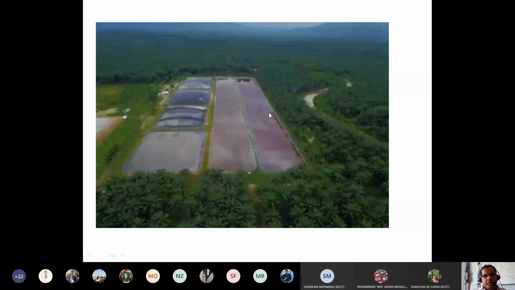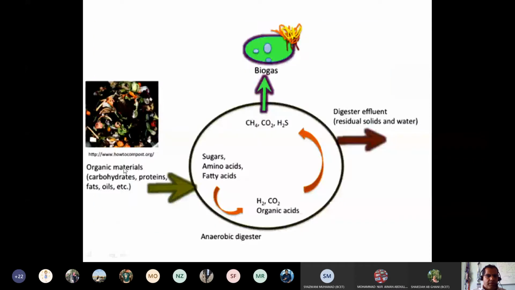What is the mechanism of the reaction? You see here, you have the waste: organic materials, carbohydrates, proteins, fats, oils. All of this will be here, and then through anaerobic digestion, these become sugars, amino acids, and fatty acids. You will get two products here: H2, CO2, and also CH4, CO2, H2S.